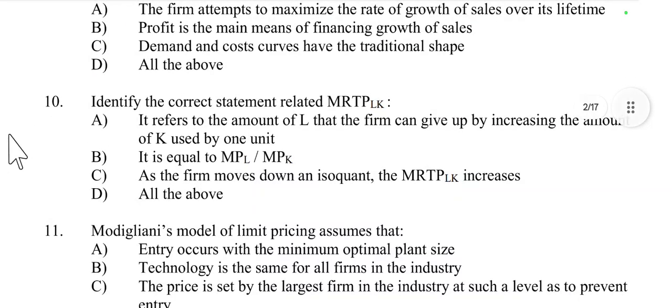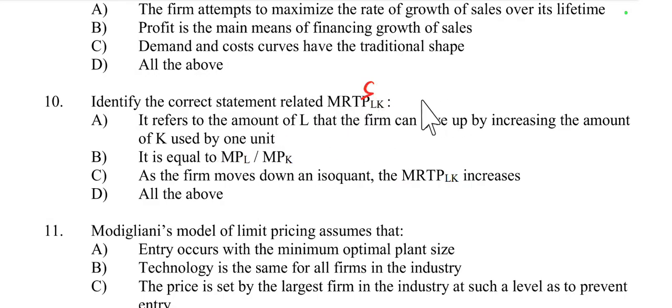Then question number 10: identify the correct statement related to MRTPLK. I think there is some mistake here. MRTP means monopolies and restrictive trade practices. It is not related to labor and capital. MRTSLK, the marginal rate of technical substitution between L and K, is in the isoquant. We have discussed it earlier in the previous question. So I think it's a slight mistake.